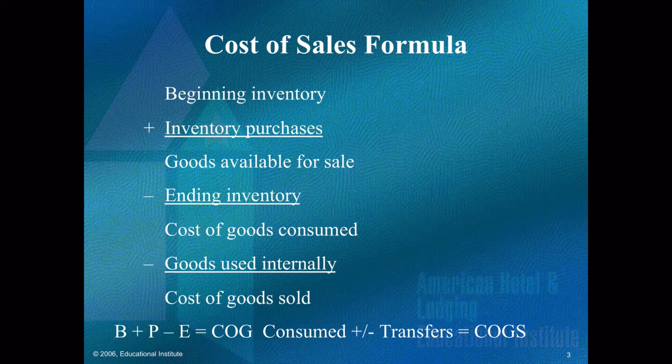So if you look at the bottom of this slide, you've got the formula that we use: B plus P minus E equals cost of goods consumed or used, as I said. And then we add and/or subtract out transfers for cost of goods sold.